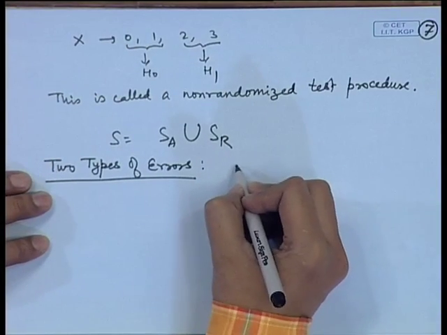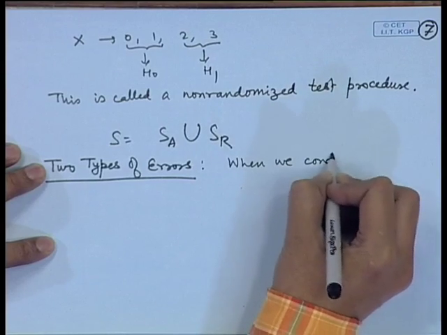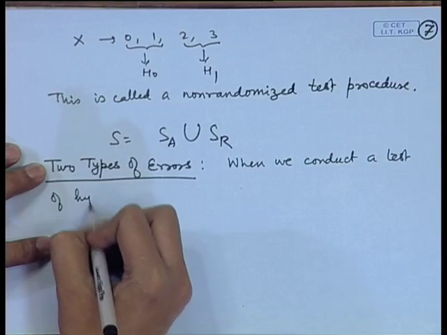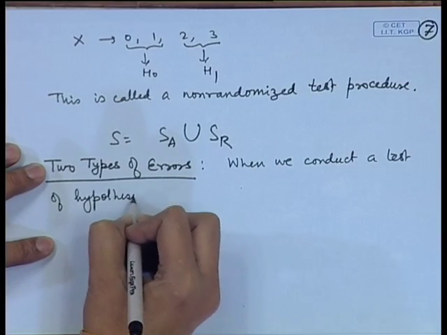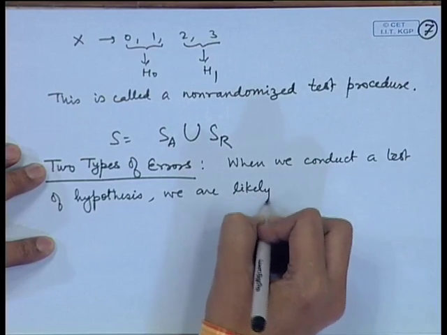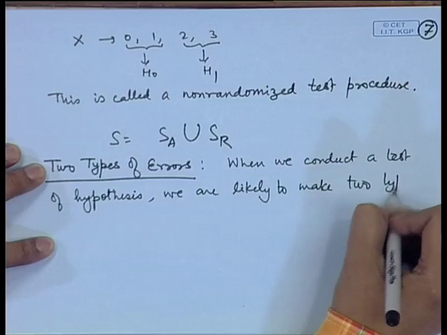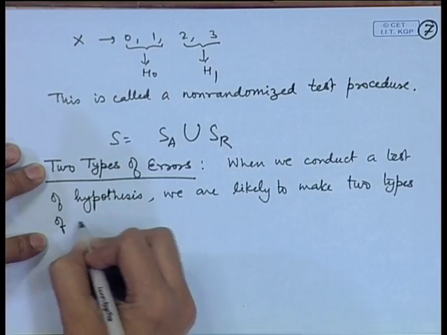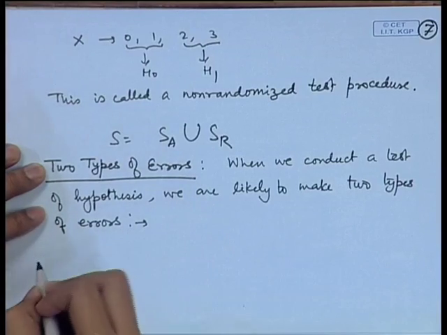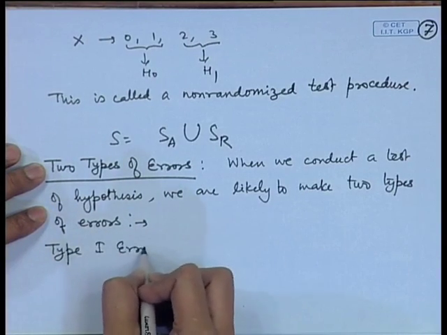So, when we conduct a test of hypothesis, we are likely to make two types of errors. We call them type 1 error and type 2 error. So, what is type 1 error?